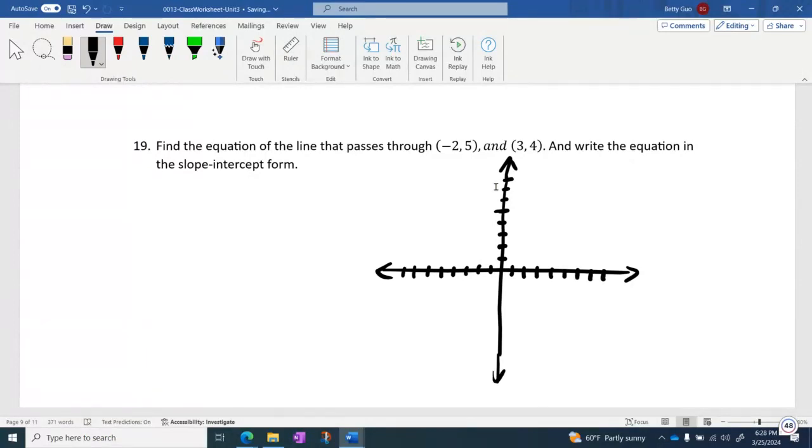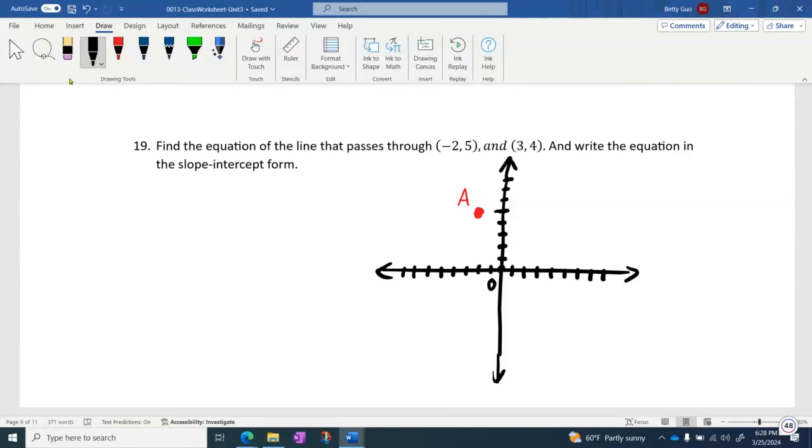All right, one point is (-2, 5) in quadrant 2. From the origin, we go to the left 2 units and go up 5 units. And it should be here. (-2, 5). I'll label this point as A. The second point, (3, 4), is in quadrant 1. From the origin, we go to the right 3 units, and then we go up 4 units.